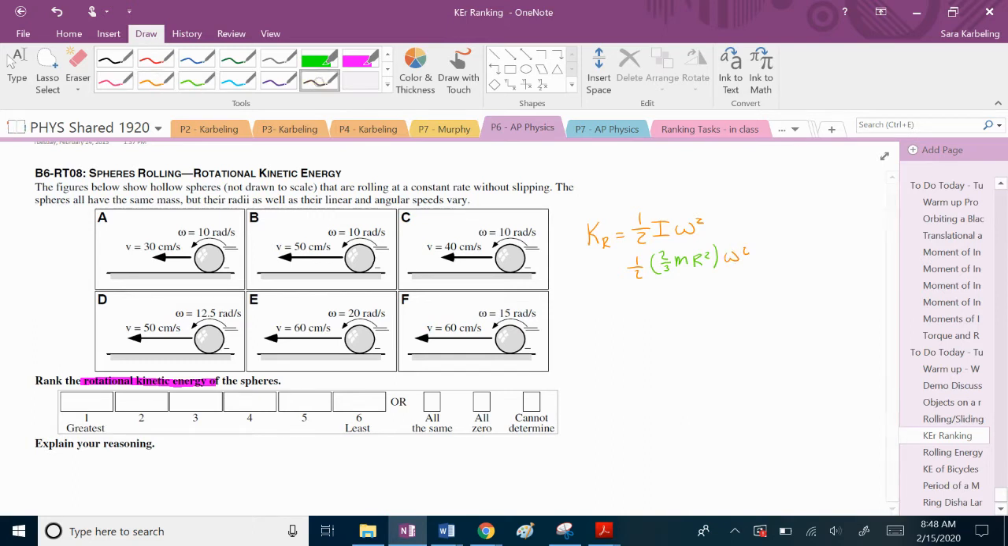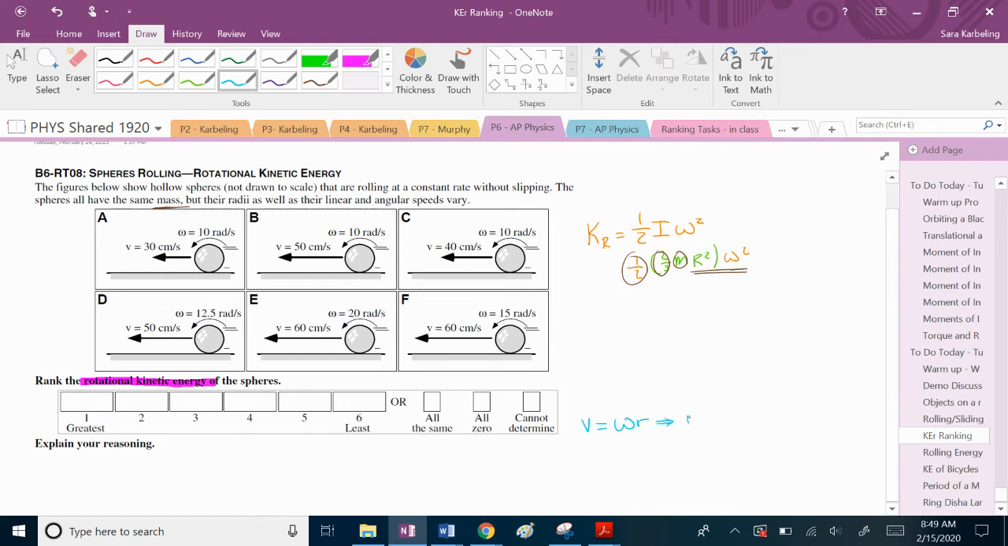So the 1/2 is going to be the same for everything, and the 2/3 is going to be the same for everything. And it said that they have the same mass, so that means the mass is going to be the same. So really the only two things we care about are the radius and omega. Now, it doesn't tell us the radii, but we do know a relationship between r, v, and omega. And that relationship, just a friendly reminder, is that v is equal to omega r.